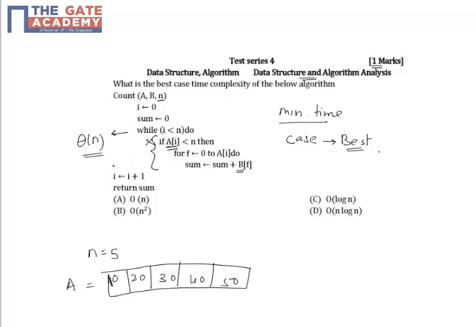That means this algorithm can be executed in theta of n time. This is the best case, because the running time is minimum. So the answer is option A, order of n. If we consider any array which has all the elements greater than the length of the array, that is where the best case occurs, and the answer will be theta of n. Thank you.